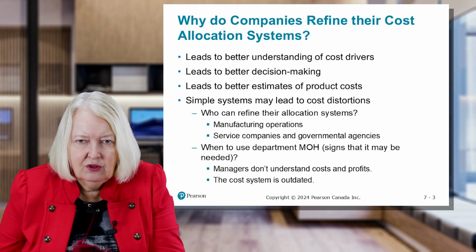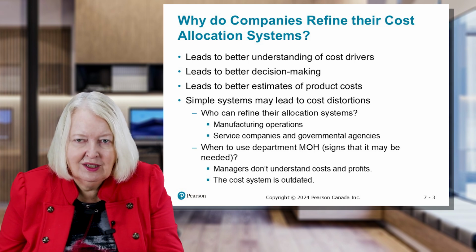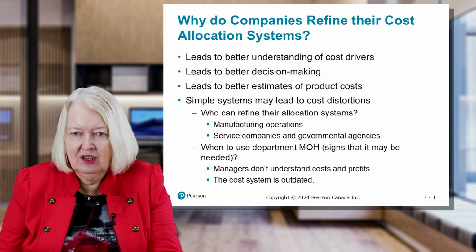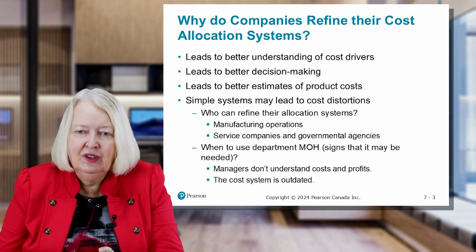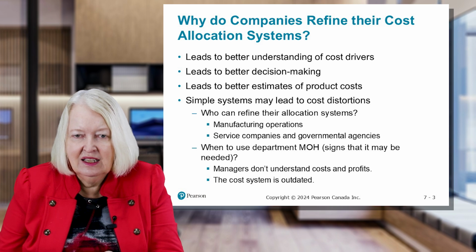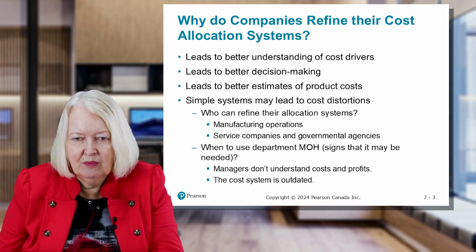So why do you want to refine these costs even more? Rather than just using one predetermined overhead rate, why would you want to break this down into more detail? Well, it leads you to a better understanding of the cost drivers. If you just get one global number, it's hard to figure out what's in there and what's really driving your cost. It can lead to better decision making. It leads to better estimates of your product cost. And some of the simpler ways of allocating overhead, like using one rate, doesn't always present you with the true picture of the cost of making your product.